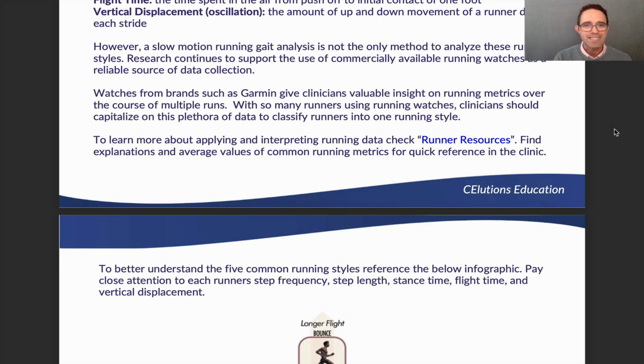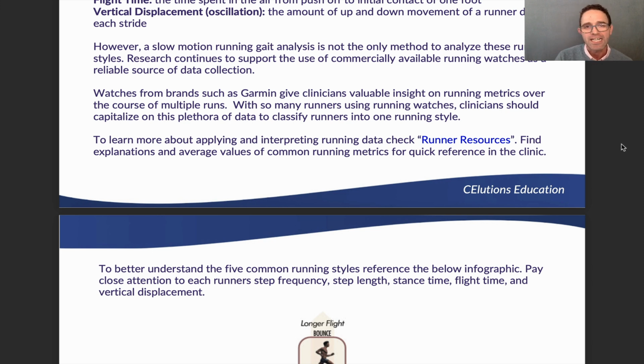The great thing is that Garmins and running watches give clinicians valuable insight on running metrics. And it doesn't only give you one run, it gives you multiple runs if applicable with that runner. So many runners are using running watches, and really clinicians should capitalize on this plethora of data to be able to categorize runners into different running styles. Now, if you want to learn more about applying and interpreting the running data, check Runner Resources. You'll have to log in to do this, but you'll be able to find the explanations of average values and common running metrics for quick references while you're in the clinic.